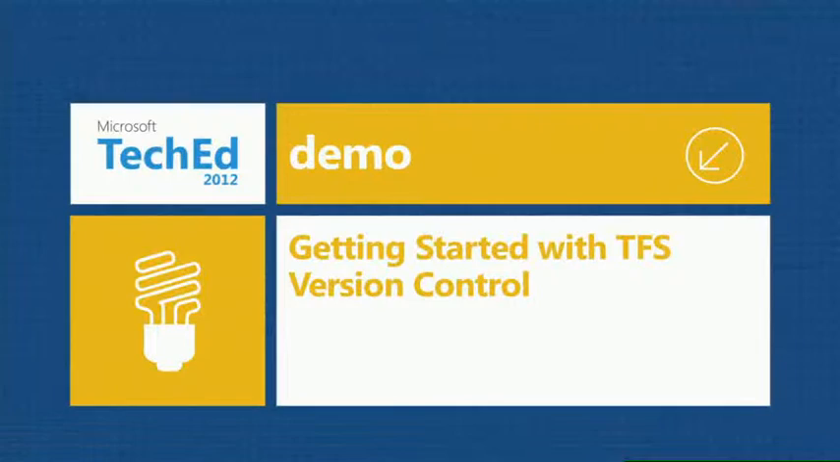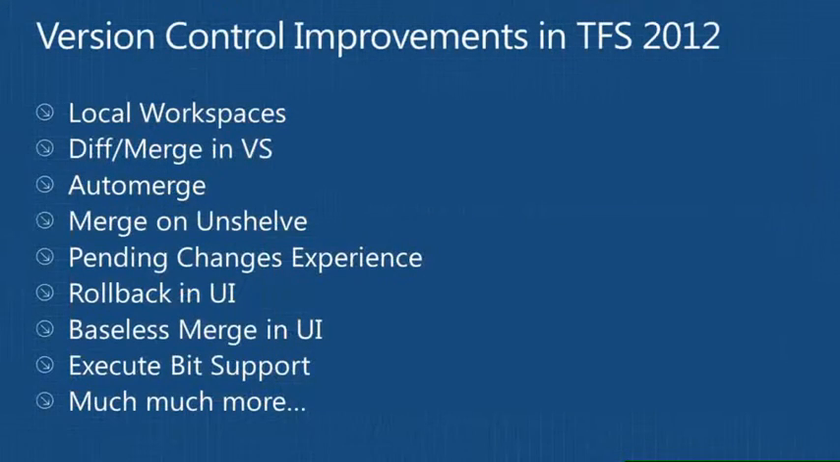Right. Where are we at? Getting started with version control. OK. These are all the improvements. Hopefully I showed you a bunch of these. I didn't show you execute bit support. That's something for the Unix guys will really like.